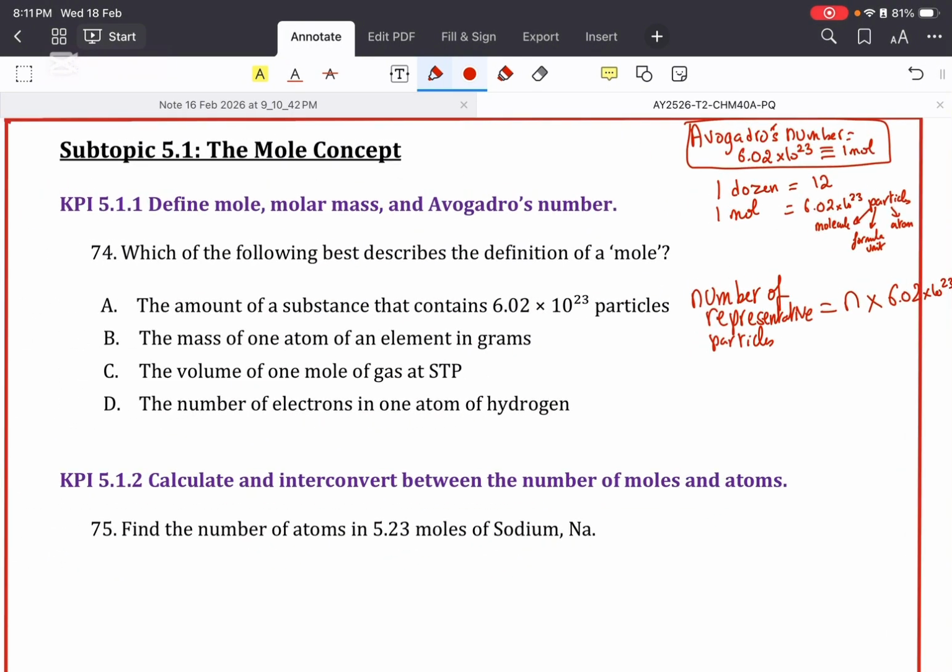Which of the following best describes the definition of a mole? The amount of a substance that contains 6.02 times 10 to the power 23 particles. So that is the answer.